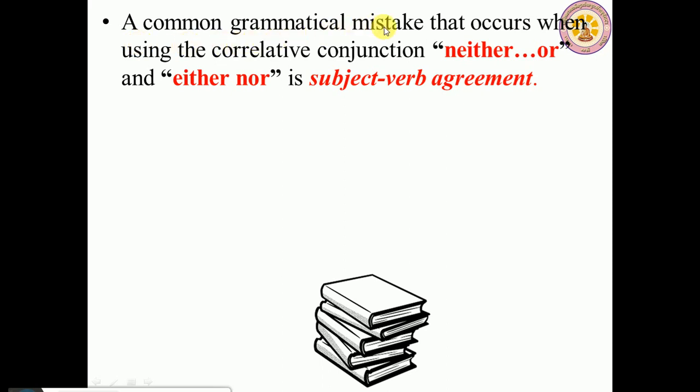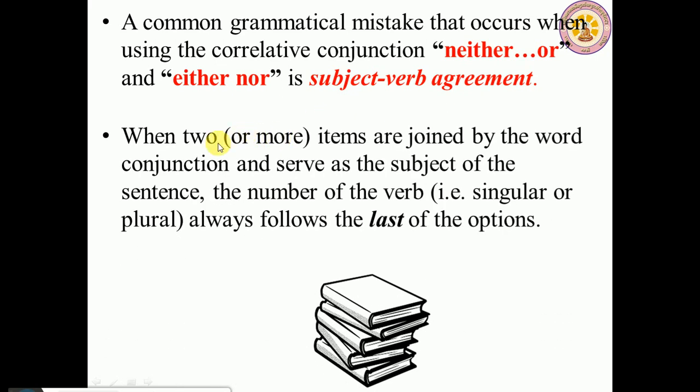A common grammatical mistake occurs when using correlative conjunctions. There are some grammatical mistakes when using correlative conjunctions, especially with "neither nor" and "either or." The subject and verb must agree with each other. A verb must agree with the subject that stands next to it. We can say that the verb must agree with the last subject.